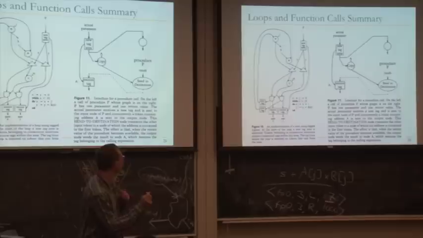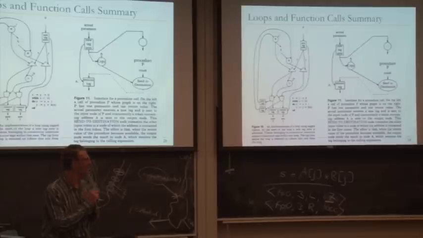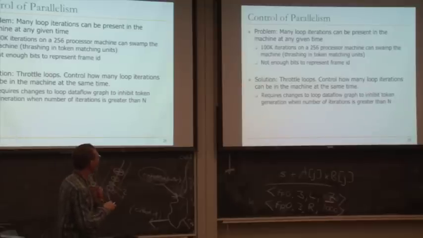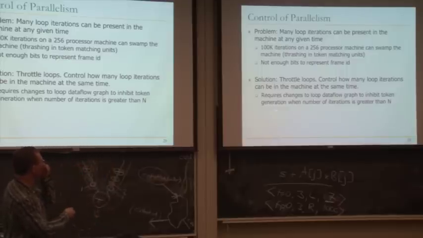You can have a node saying, if there are 100 iterations that are currently active, then don't send the next token. Wait. Don't start the next iteration. And that's the idea. Throttle the loops. Control how many loop iterations can be in the machine at the same time. And that's what I said, basically.